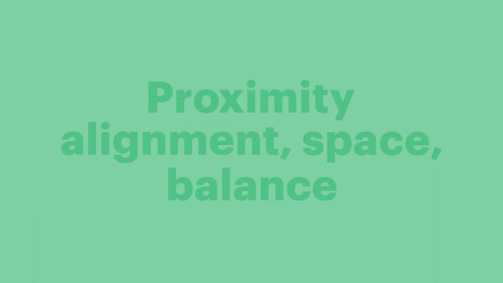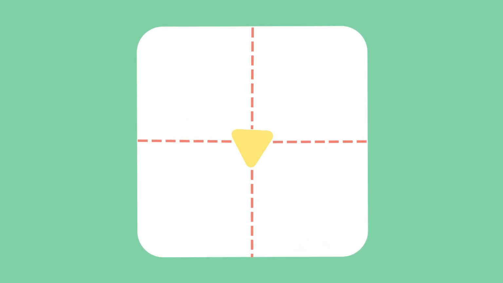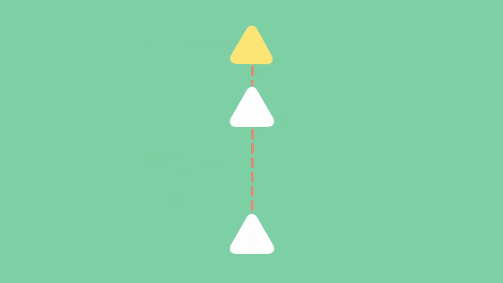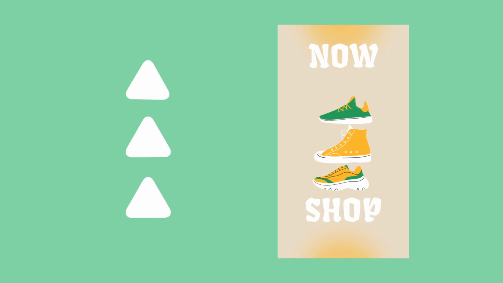The following design principle is space. Space is the distance between, above, below, or within visual elements. Space makes a design look cohesive. Take a look at the examples.